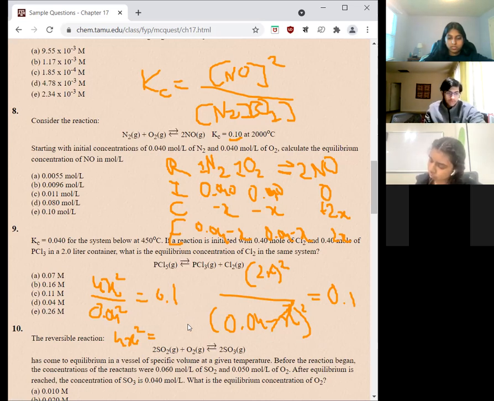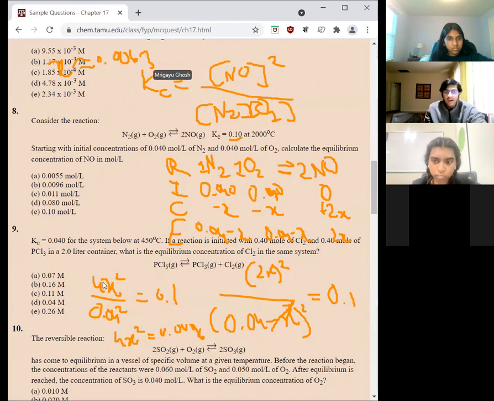0.1 times 0.04 squared is 0.00016, and now using this, you can find x, right? x is approximately 0.0063. And as you can see here, we know it's a small change, based on the calculation.